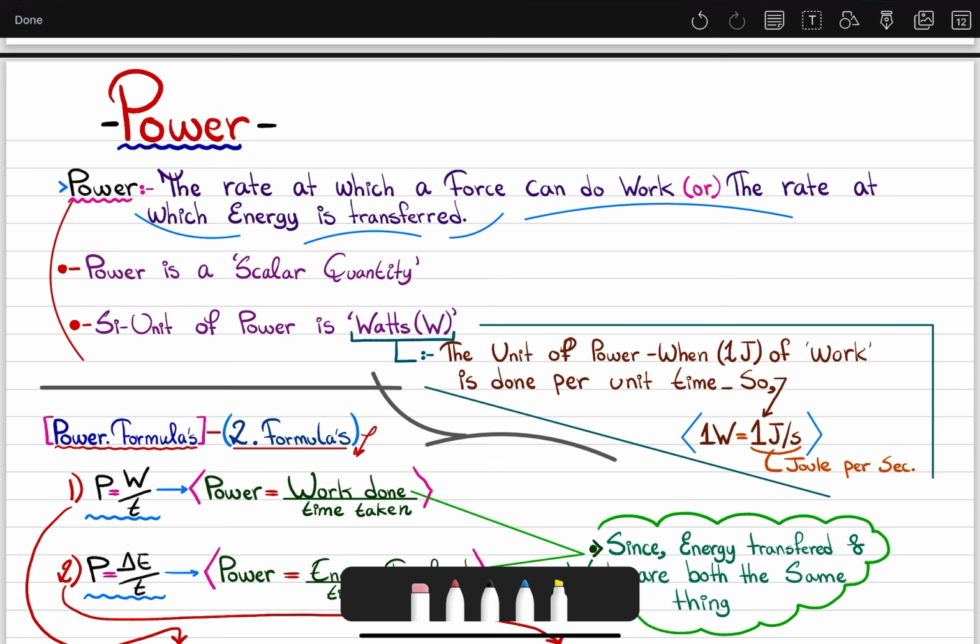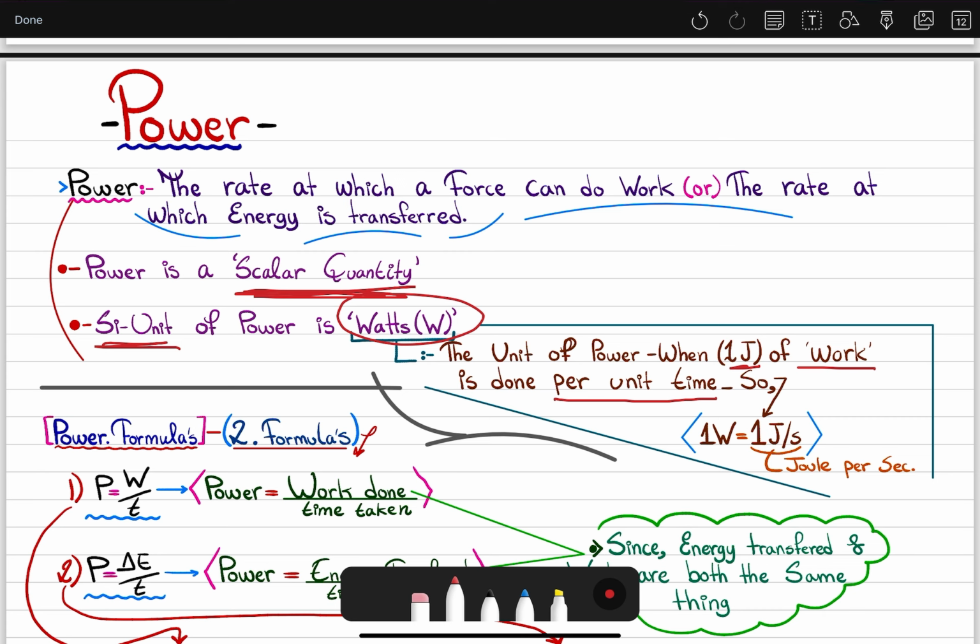So power is a scalar quantity because it has magnitude but no direction. The SI unit of power is watts. The watt is the unit of power when 1 joule of work is done per unit time. So 1 watt is equal to 1 joule per second. Joule per second means rate of energy transferred or rate of work done, since power is, by definition, the rate at which a force can do work.